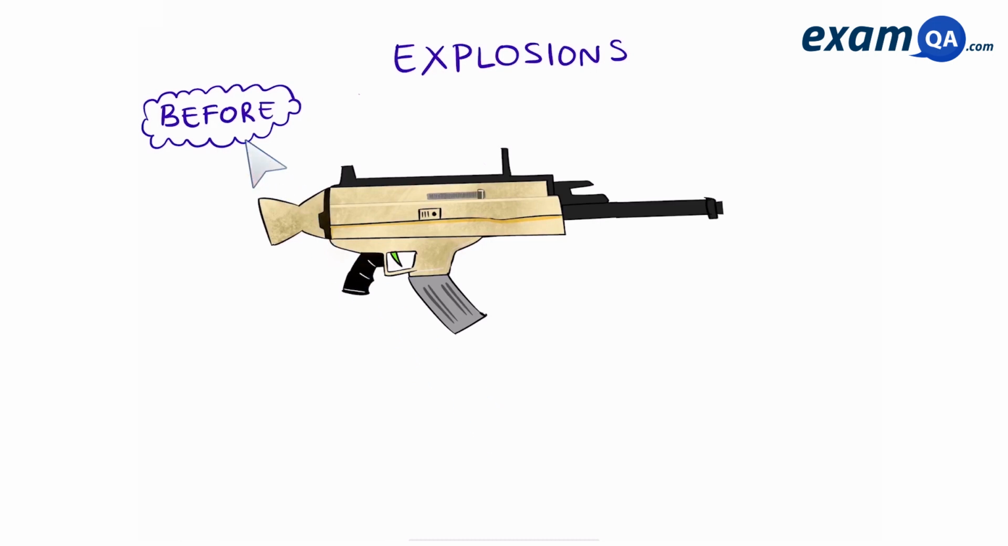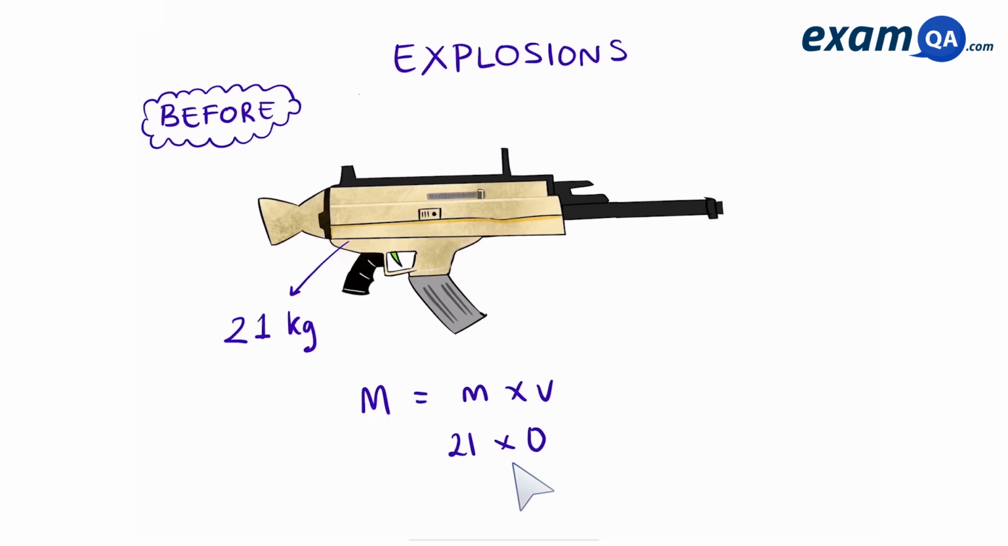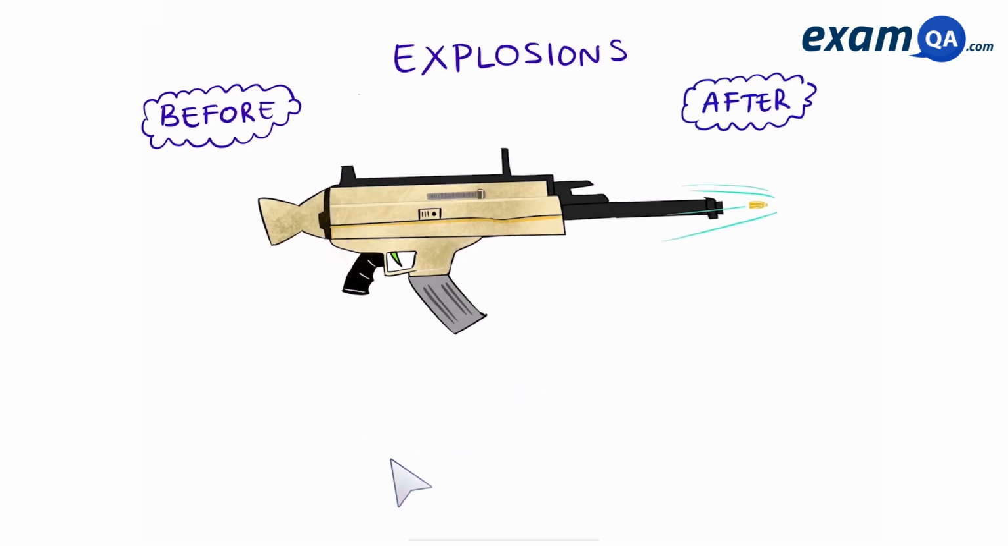In the before scenario, all you have is this gun and it weighs 21 kilograms. So what is the total momentum right now? Right now, the answer is 0, and the reason behind that is because nothing is moving. We have mass, but 0 velocity. So if momentum is equal to mass times velocity, that will mean that 21 times 0 is going to be 0.